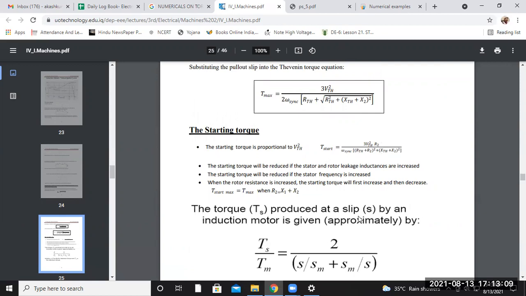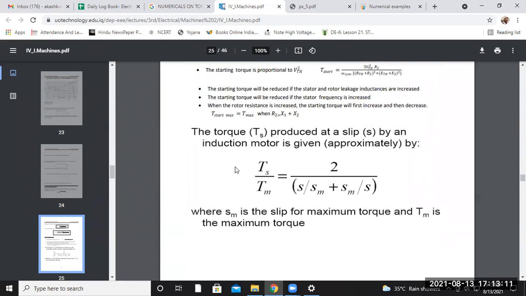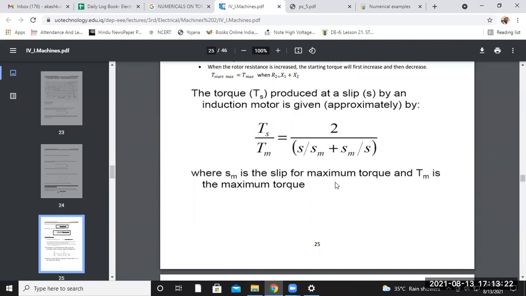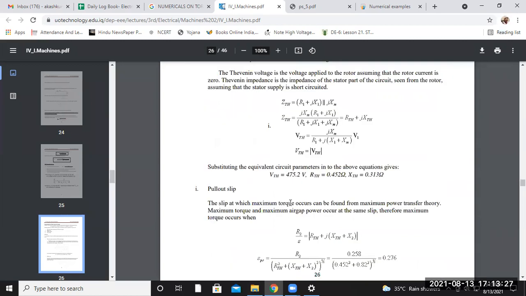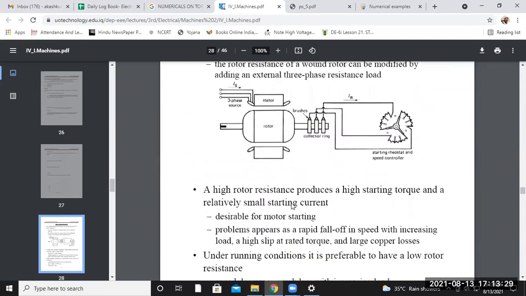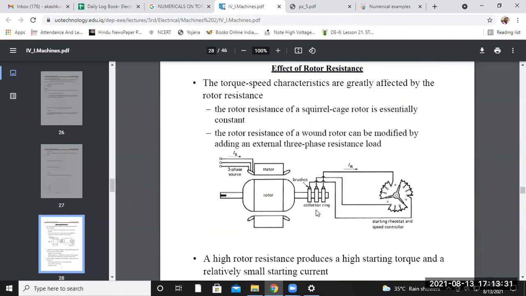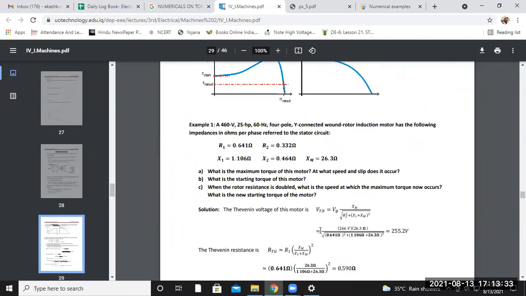Then there is the torque produced at a slip by the induction machine. This is the ratio: starting torque divided by maximum torque equals 2 divided by (slip at maximum torque divided by slip, plus slip divided by maximum slip). So SM is the slip for maximum torque and TM is the maximum torque. These are some examples that we have discussed. Now, what is the effect of rotor resistance that we should consider?